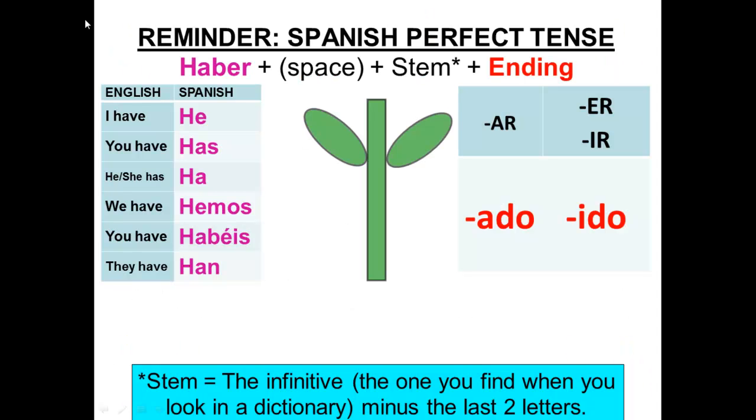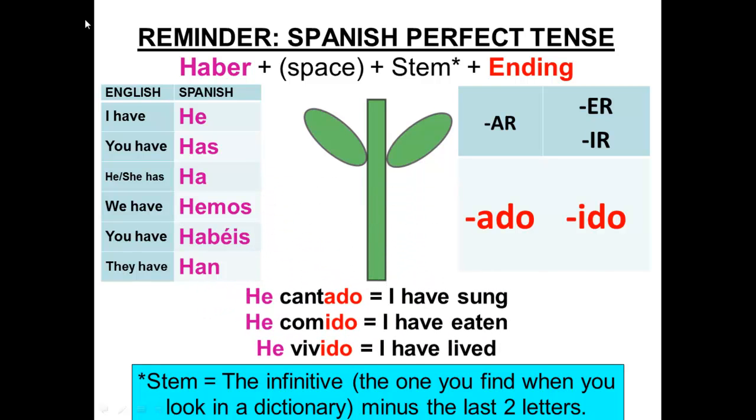First, a quick recap on how the perfect tense is formed in Spanish. Firstly, you need haber, in this case in the present tense, has, ha, hemos, habéis, han, plus a stem of an infinitive plus an ending. So for example, he cantado, I have sung, he comido, I have eaten, he vivido, I have lived.